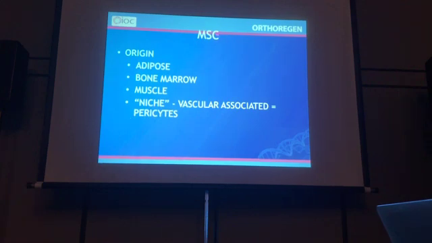Well, the origin of MSC is adipose tissue, bone marrow, and muscle, for instance. But we do not harvest them from muscle. We do harvest them from adipose tissue and or bone marrow. And they have their niches, which are associated to vascular structures, and there they might receive the name of pericytes.